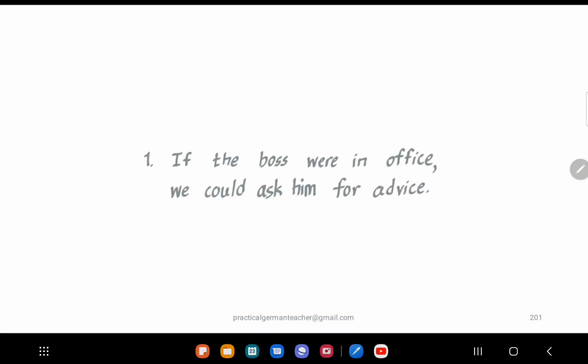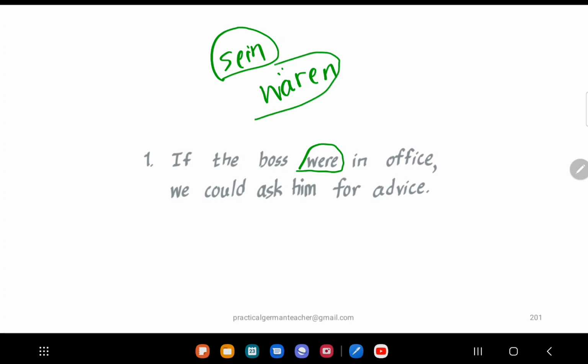So the first sentence is, if the boss were in office, we could ask him for advice. Before you start writing this, you should think, what is the verb that I need? You need the verb to be. The verb is sein, but here you are talking about hypothetical situations. If the boss were in office, you will not use sein, you will use wären, the Konjunktiv II variant.